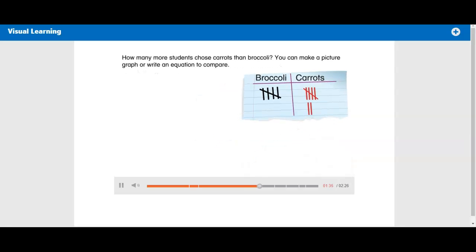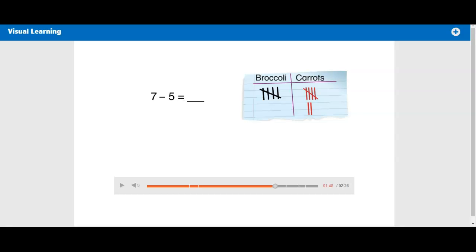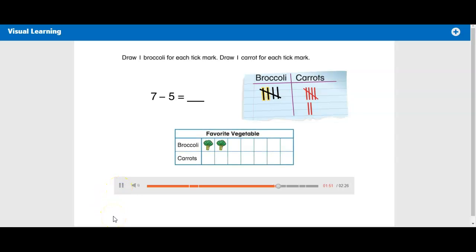How many more students chose carrots than broccoli? You can make a picture graph or write an equation to compare. 7 minus 5 equals. Draw one broccoli for each tick mark. Draw one carrot for each tick mark. How does the picture graph help you compare how many more or fewer students chose carrots than broccoli?